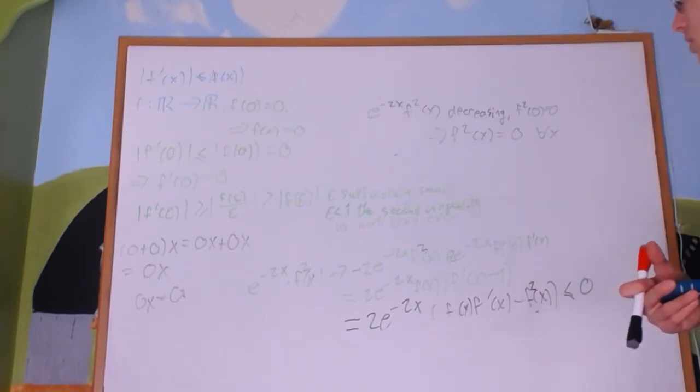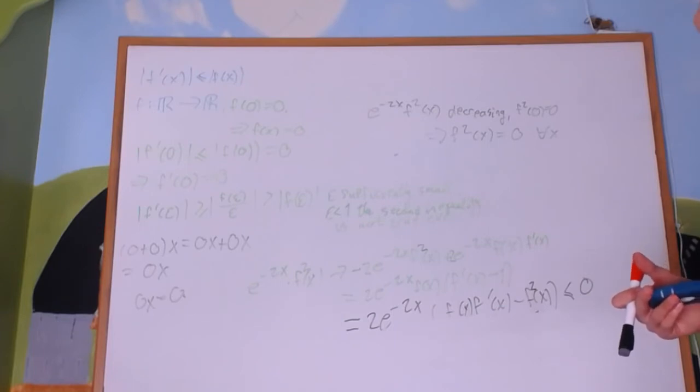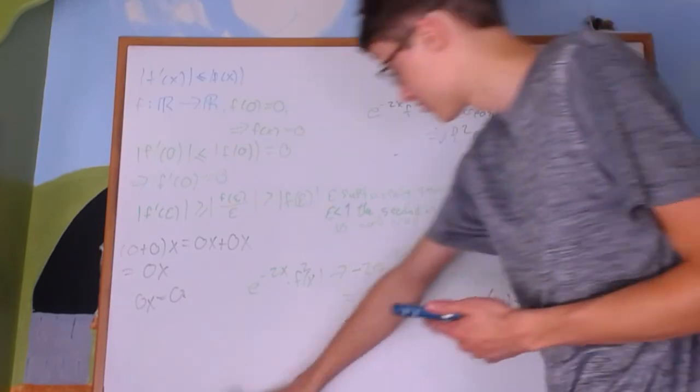Square root of 0 is 0. It starts off at 0. It's decreasing. So, oh my god, I'm dumb. Yeah, no, I get it now. Oh, that's a clever proof. Yeah.